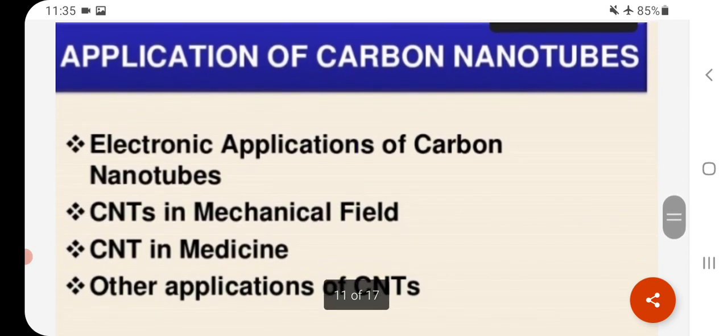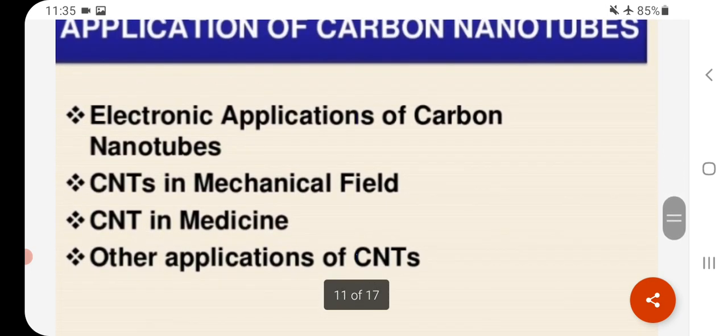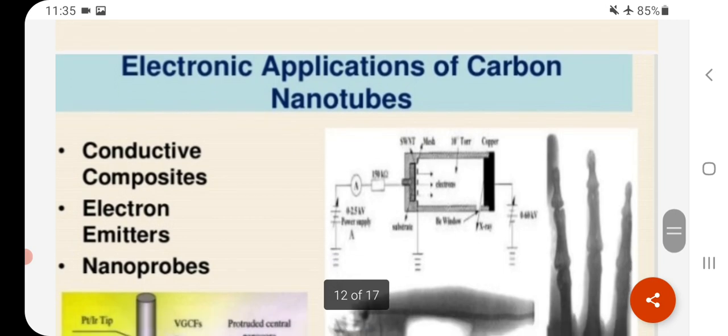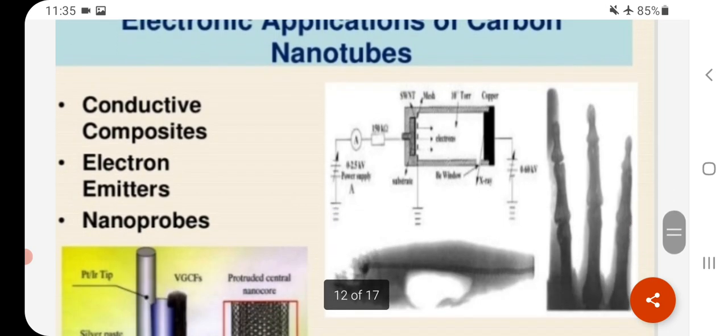Next, applications of carbon nanotubes: electronic applications of carbon nanotubes, carbon nanotubes in the mechanical field, carbon nanotubes in medicine, and other applications of carbon nanotubes. First, electronic applications of carbon nanotubes.